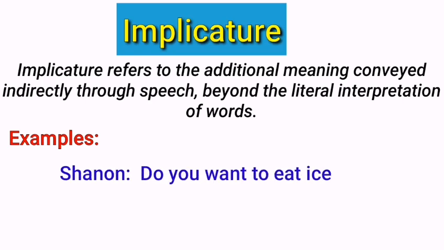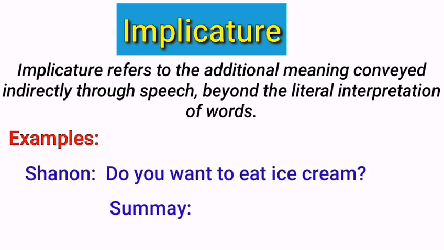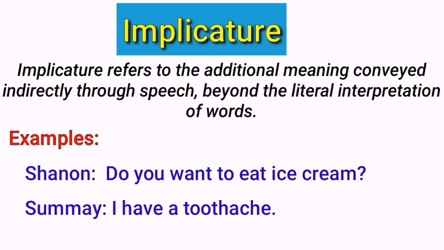Shannon: Do you want to eat ice cream? Sumei: I have a toothache. Observe the question of Shannon. He asks Sumei if he wants to eat ice cream, but he does not directly say that he does not want to eat ice cream, but he replies that he has a toothache. Basically, this is an indirect way of saying that he does not want to eat ice cream. So, this is called implicature in pragmatics.